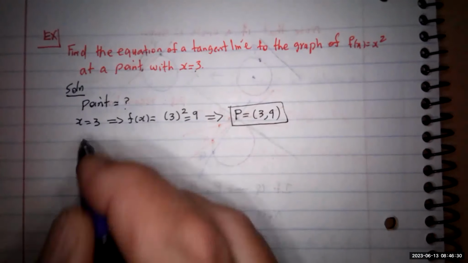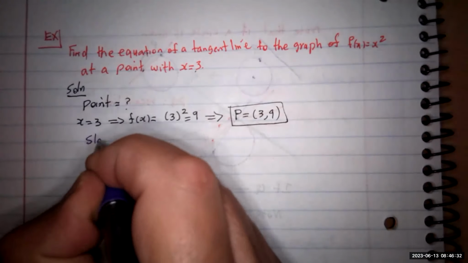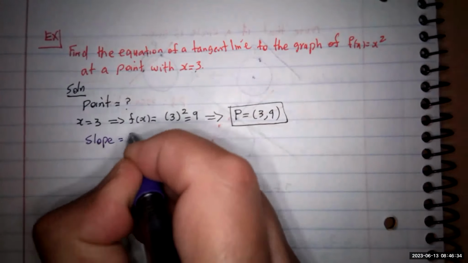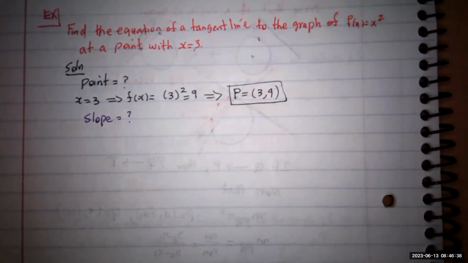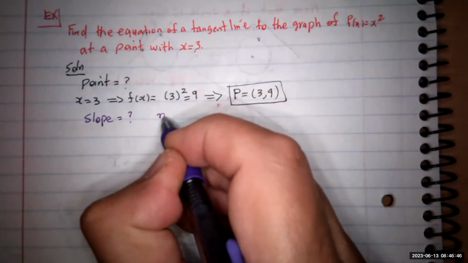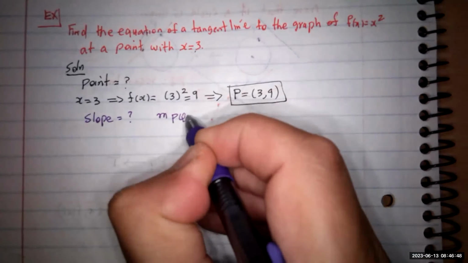Next, the slope. Remember, this is just the beginning. Don't rush for the derivative, just the formula. So we know how we're going to find the slope. In order to get the slope, you have to find the slope of a secant line first.